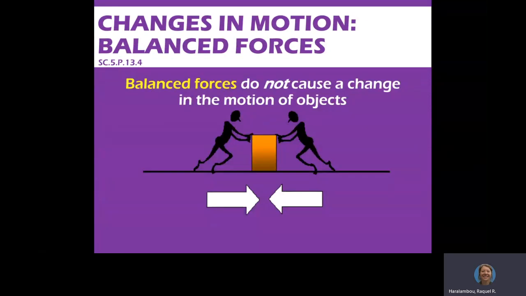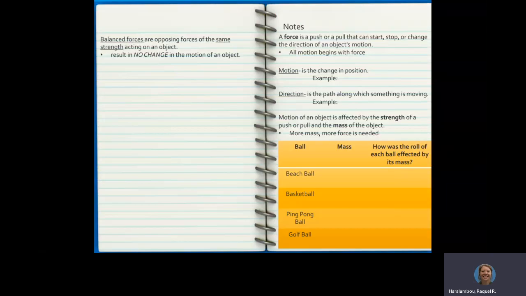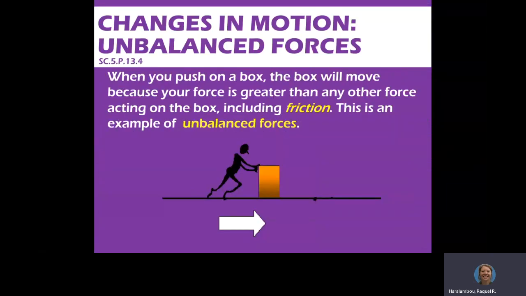Let me go back here real quick. Balanced forces do not cause a change in the motion of an object. Notice I have the same person on each side of that box trying to push that box. They're pushing with the same strength, the same body weight. Nothing's going to happen to that box. It's going to be in the same place. I need to have a bigger force or a bigger person on one side in order to move it. So here we go. When you push on a box, the box will move because your force is greater than any other force acting on the box, including friction.